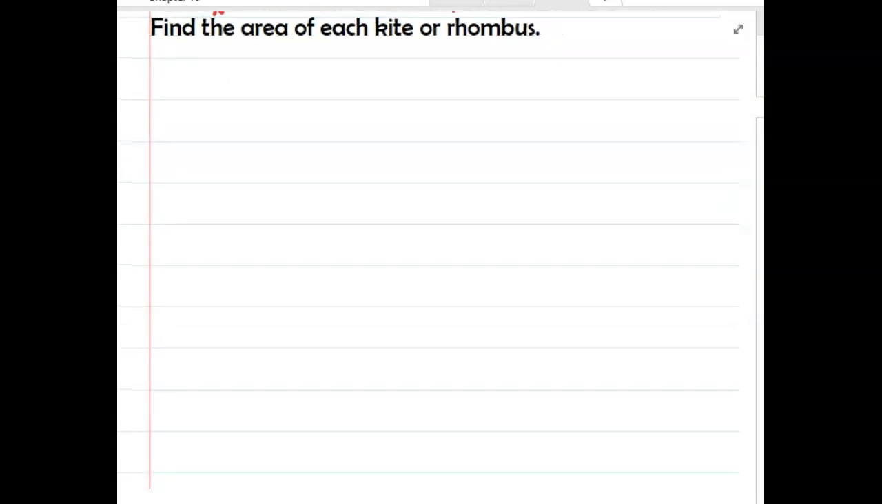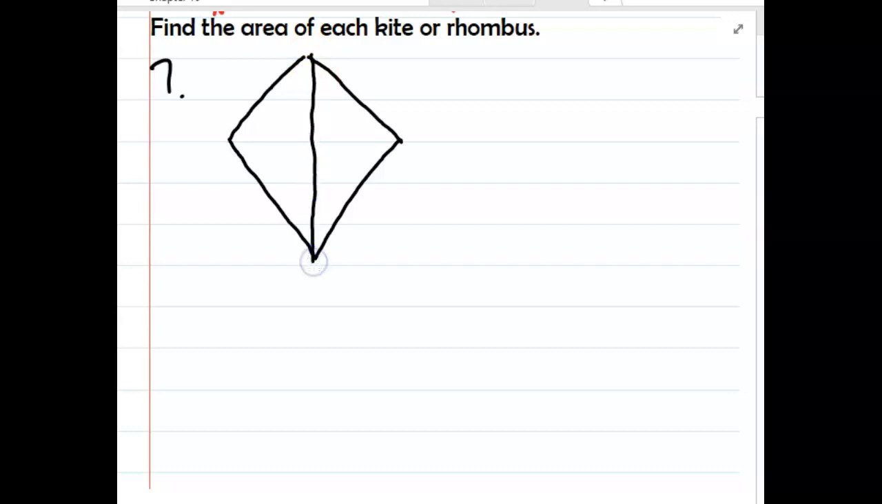Okay, the trapezoids are definitely the more challenging part of this section. The kites and rhombuses are much easier to work with. So let's start with the kite. Remember, a kite has 2 sets of adjacent congruent sides. And we're going to have the diagonals of the kite.